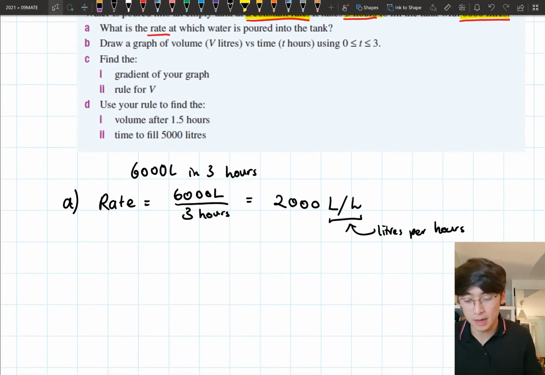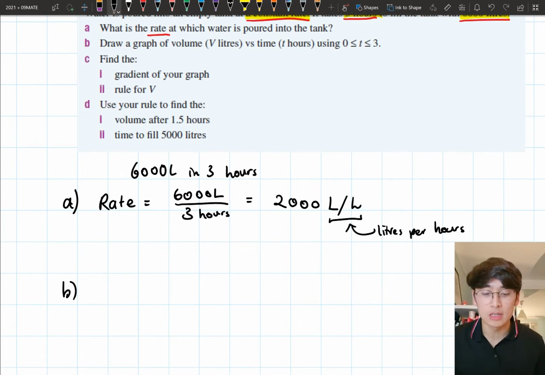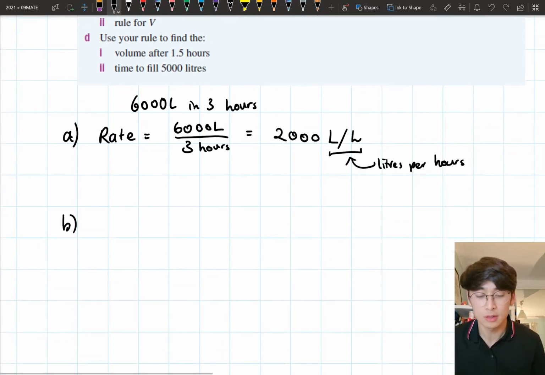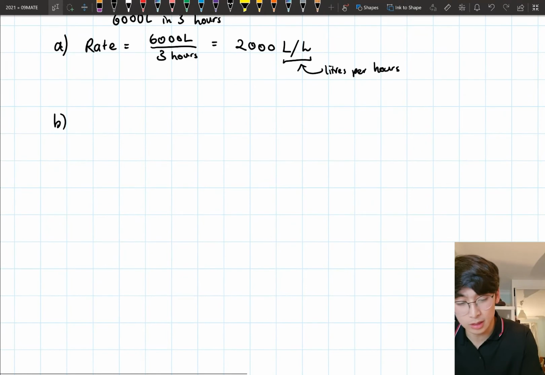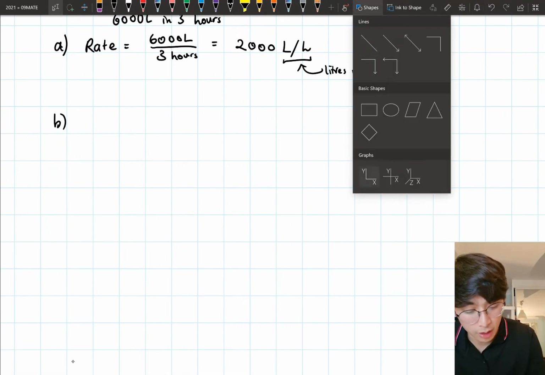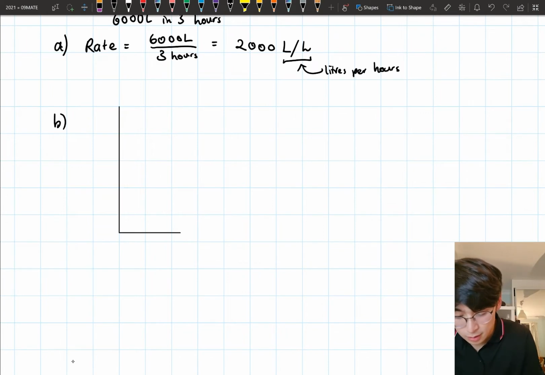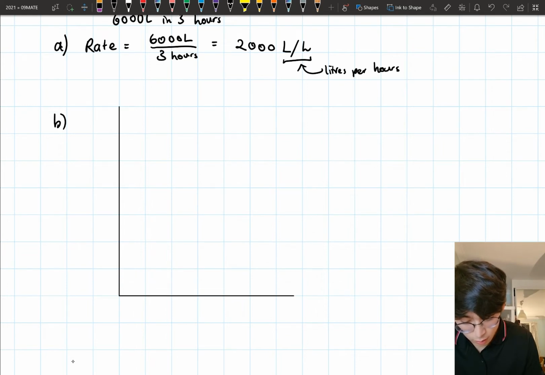Okay, part B. Draw a graph of the volume, V liters, versus time, T hours, using time between 0 and 3. Okay, so let's have a go at this. So we're going to draw a graph, just like I did in the example up above, to represent this scenario here. So, 1, 2, 3, 4, 5. Let's just do it here.